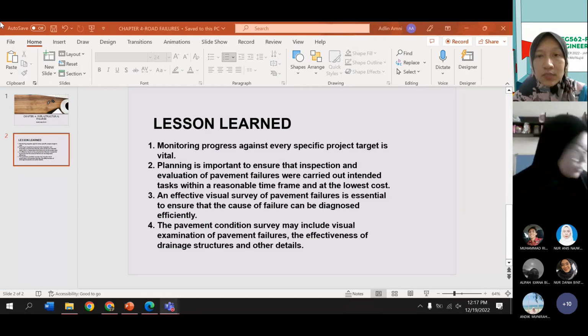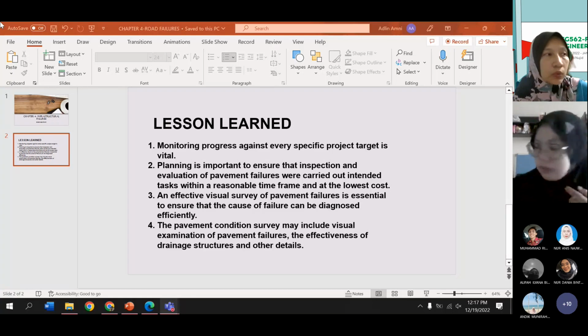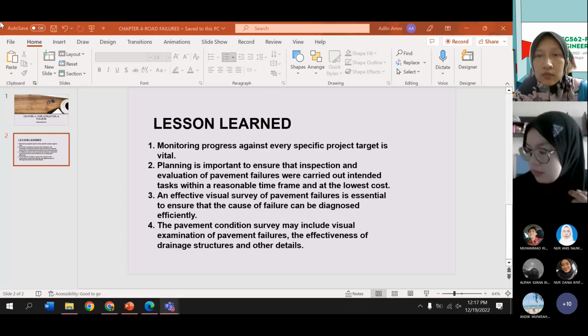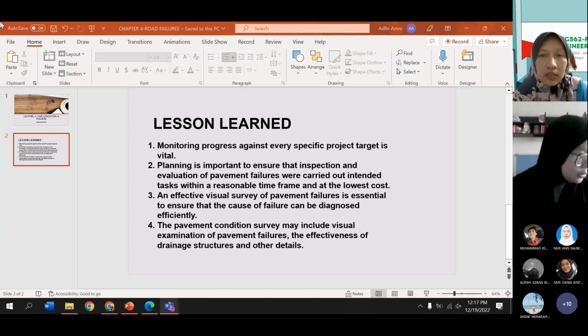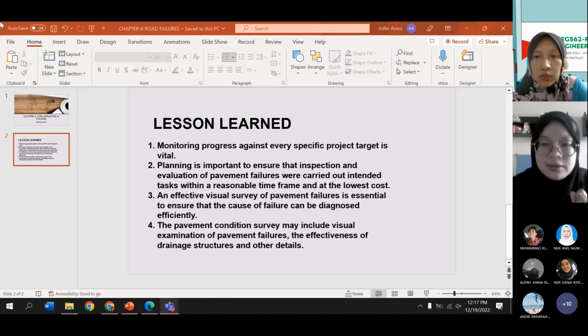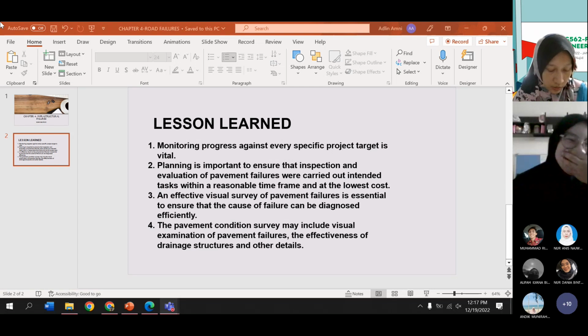And then tak semestinya monitoring tu nak buat every month, because this one melibatkan bajet tahunan kan. Kalau kata tiba-tiba unexpected failures berlaku dekat unexpected site and unexpected section road, itu pun benda yang kita dah plan, kita dah buat monitoring schedule progress dia, tapi berlaku tiba-tiba. Itu pun you kena take into account lah. Okay, next.